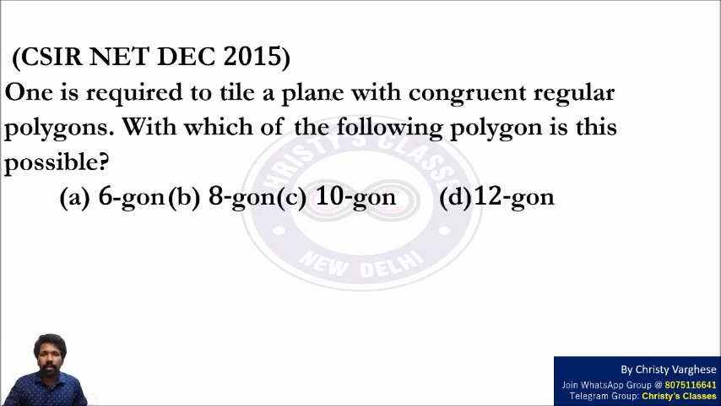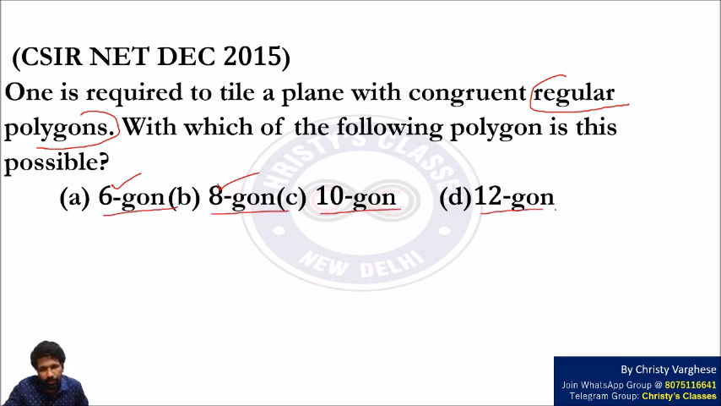One is required to tile a plane with congruent regular polygons. Congruent means same size and shape. So regular polygons, just like the previous question, all the polygons are regular. That is what the question says. Regular 6-gon means hexagon, 8-gon means octagon, 10-gon means decagon, and 12-gon means dodecagon. The name does not matter. So 6 sided, 8 sided, 10 sided, 12 sided. With which of the following polygons is this possible?